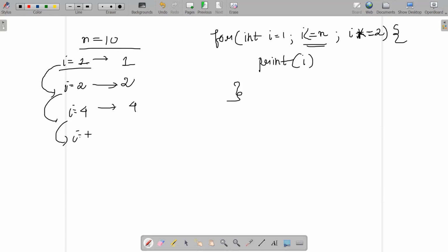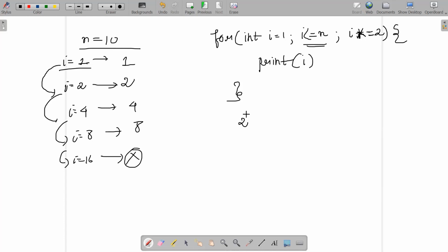I will be multiplied, it will become 8. Then 8 will be printed, and whenever I become 16, it ends up. Fully it ends up, right? No more printing because it has gone more than n. So my point is, what we are printing here, can anyone tell me? How many times effectively has the loop run?